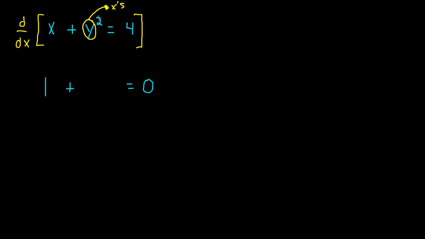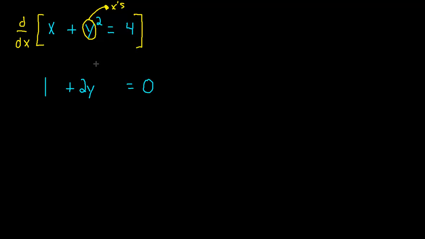Okay, but when we get to the derivative of y squared, this variable and this variable aren't the same, and so we have to use the chain rule. The chain rule says take the derivative of the outside function. Well, what's the derivative of the outside function? It is just 2y.